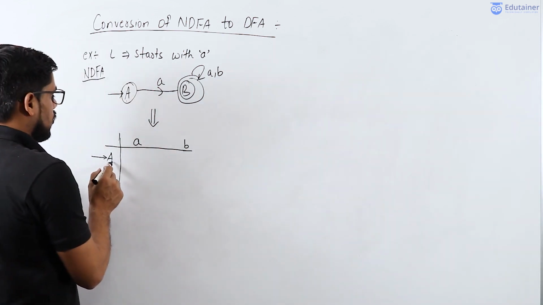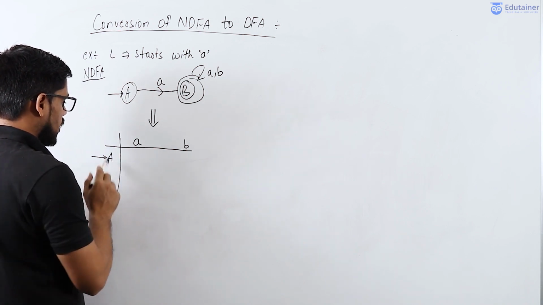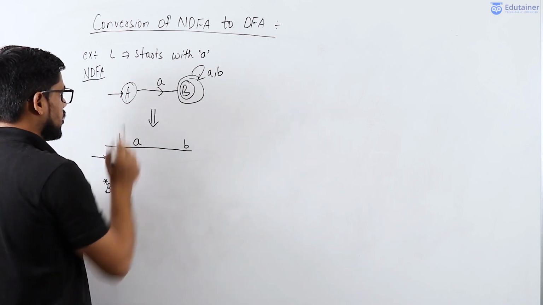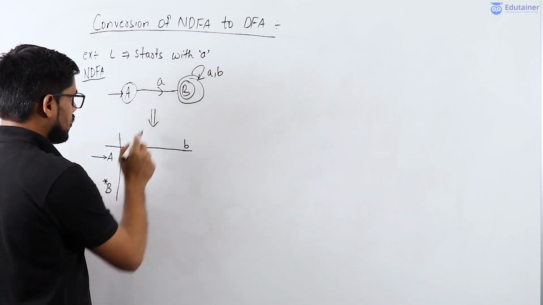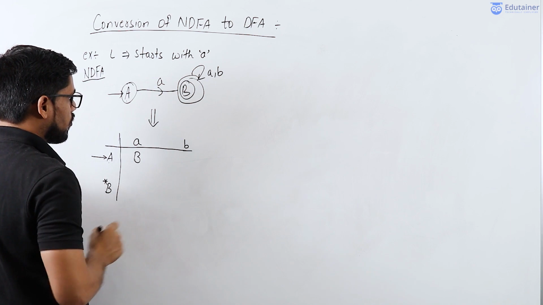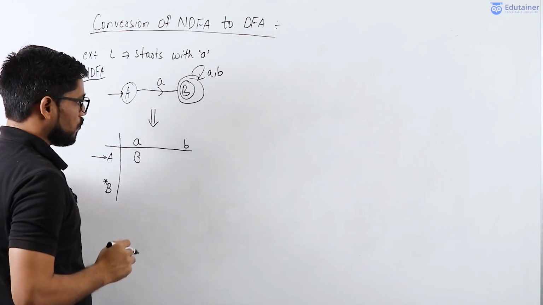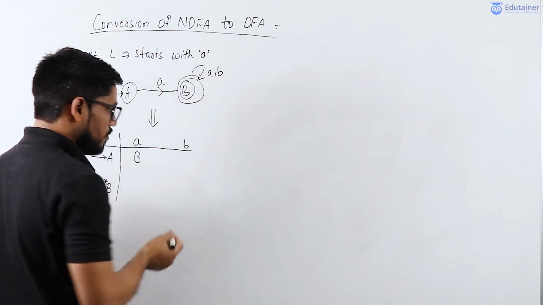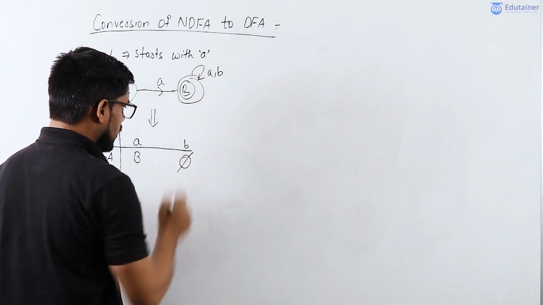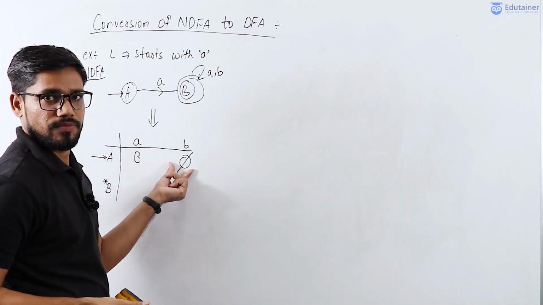Now first we will cover row number 1. Row number 1 contains capital A. Capital A is the initial state. On capital A, if you see a, you will go to the state capital B. And what about the symbol small b? On small b, it doesn't have any move. That means it is a dead configuration. For dead configuration, I will use the symbol phi.